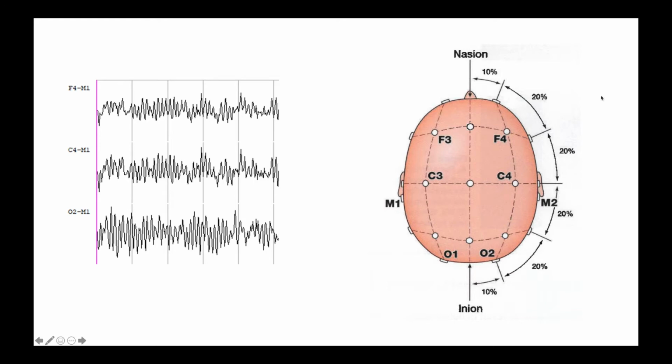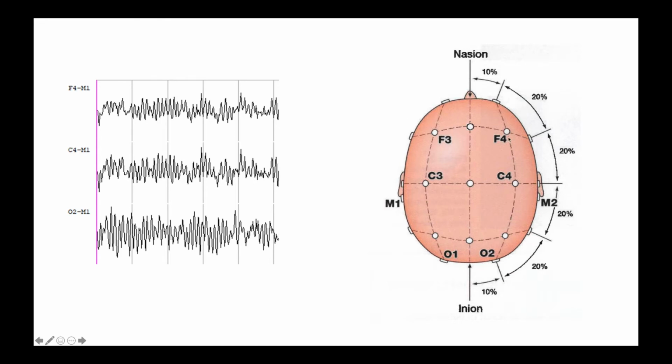The nomenclature is pretty straightforward. You have F for frontal, C for central, and O for occipital, so it's front, center, back of the head. And then M is for mastoids. They used to be called ears, but now they're mastoids because you put them over the mastoid processes. By convention, even numbers refer to the right side of the head and odd numbers refer to the left side of the head.